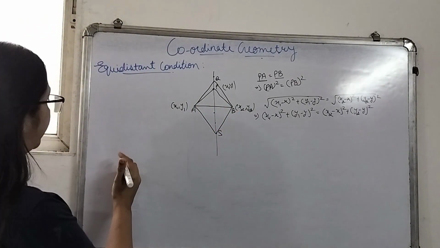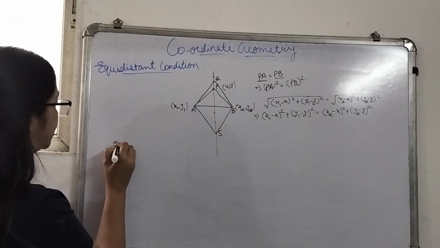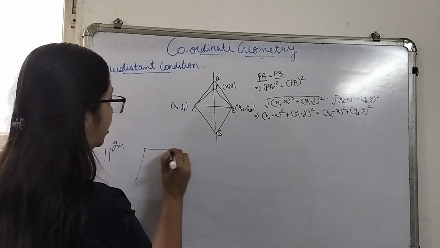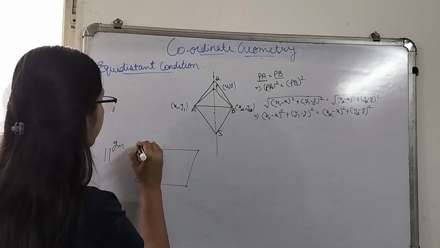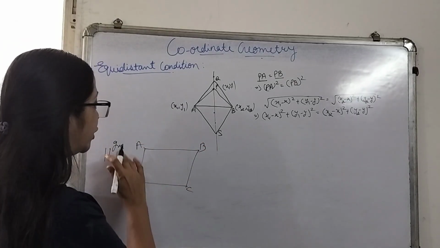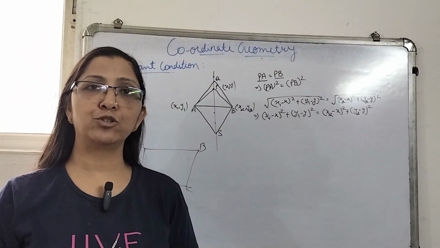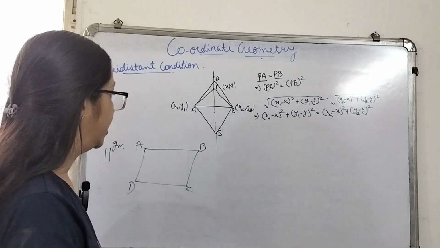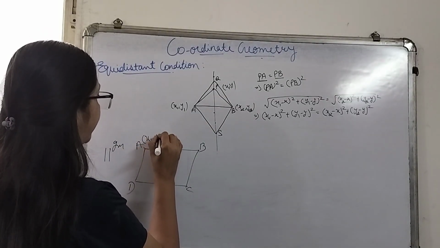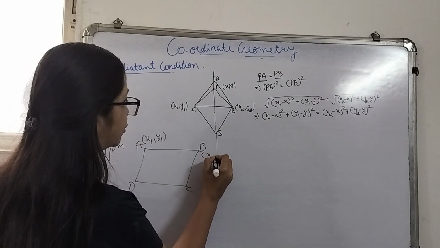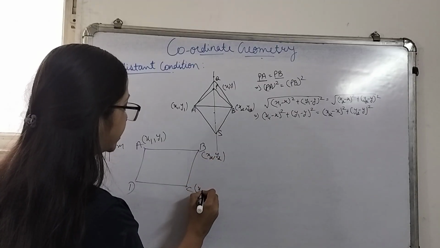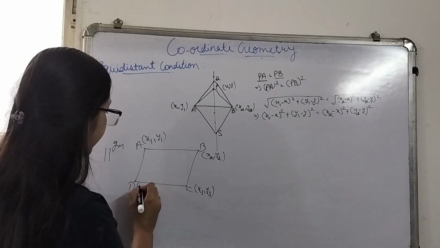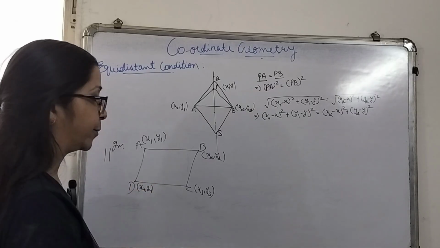Now we will consider one more property of the parallelogram. Suppose ABCD is a parallelogram, and three of its coordinates are given to us. How can we find the fourth coordinate? Suppose the A coordinate is x1, y1, B is x2, y2, C is x3, y3, and we have to find the coordinate of D, that is x4, y4.